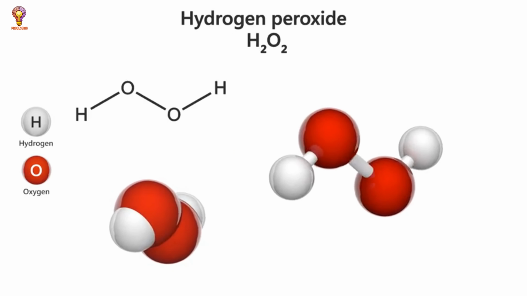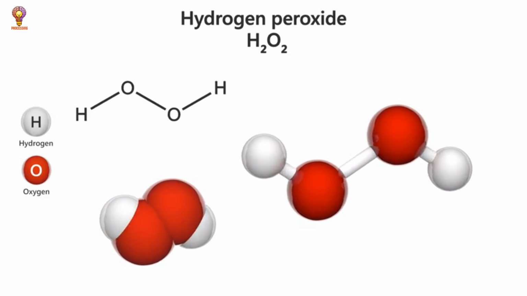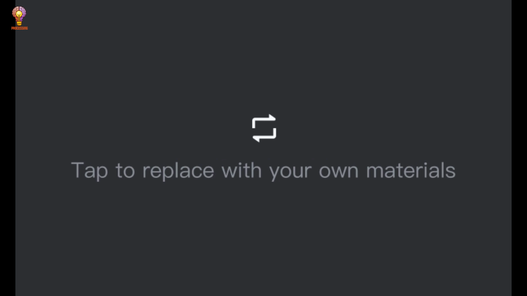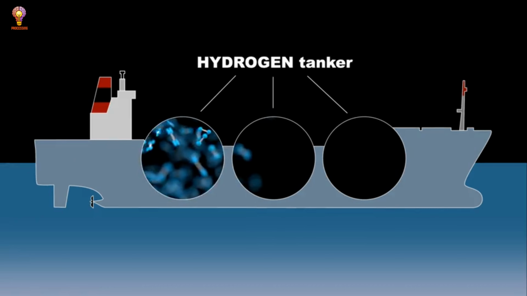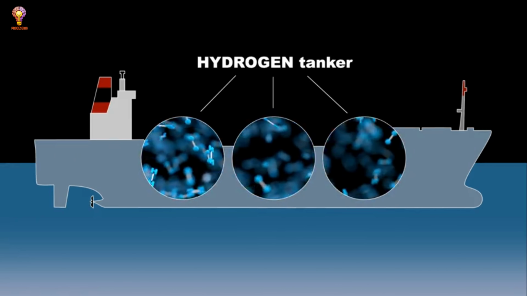B. Green hydrogen versus blue hydrogen. Green hydrogen, produced using electrolysis powered by renewable energy, is 100% clean. Blue hydrogen, produced from natural gas, but with carbon capture to reduce emissions. Future outlook: hydrogen could become the dominant fuel for energy storage, transportation, and industrial processes.